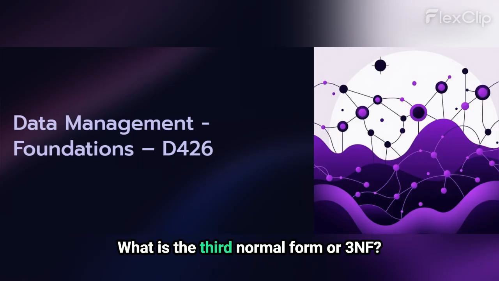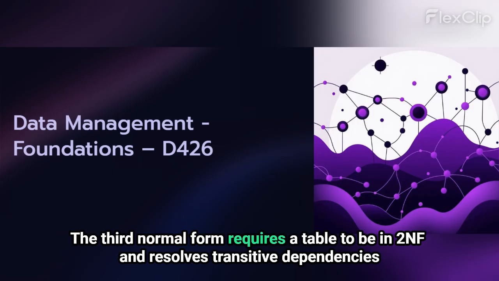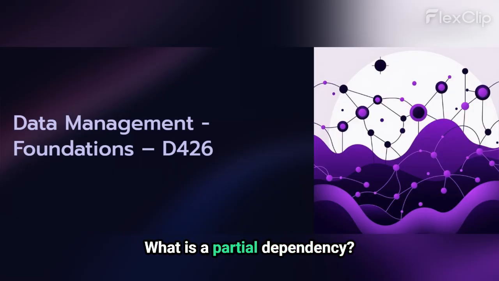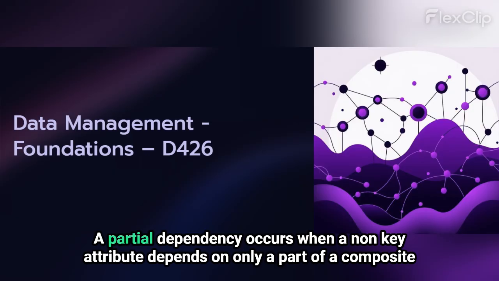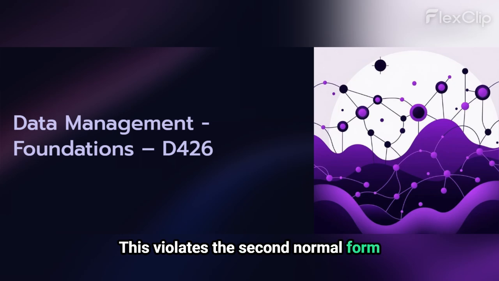What is the third normal form, or 3NF? The third normal form requires a table to be in 2NF and resolves transitive dependencies by making sure no non-key column depends on another non-key column. What is a partial dependency? A partial dependency occurs when a non-key attribute depends on only a part of a composite primary key. This violates the second normal form.